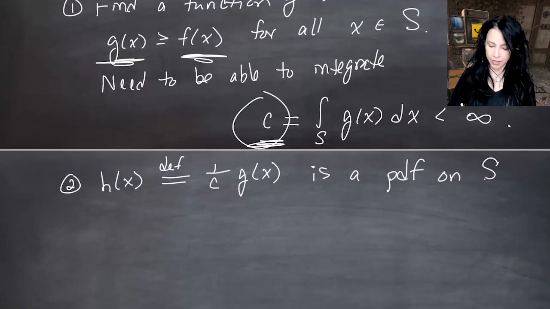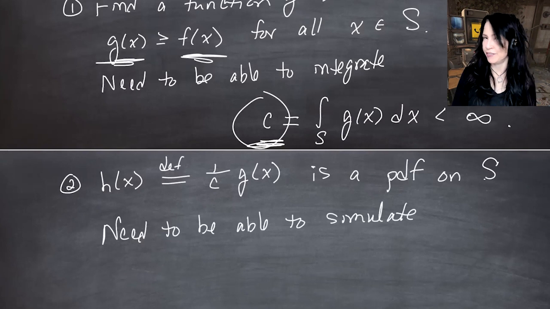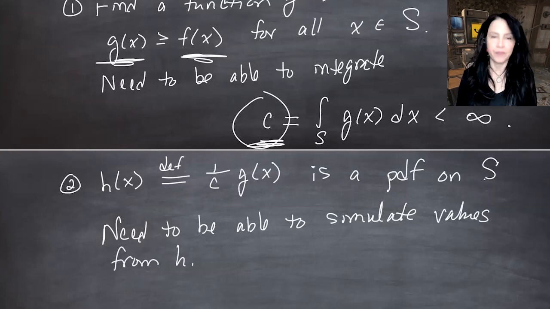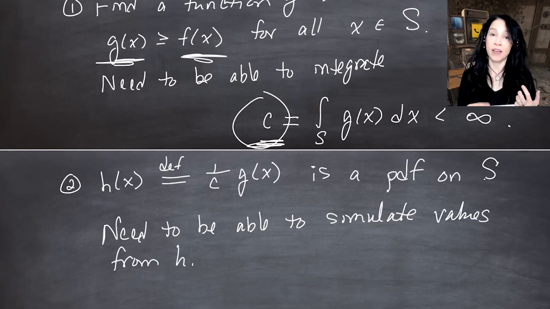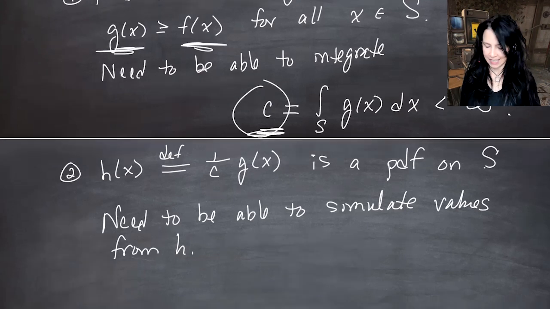And step 2 is that we need to be able to simulate values from h. So you're not really just free to grab any bounding function g. It needs to be nice enough that you have another algorithm to do this part from h. For example, for this step, you might use the inverse CDF method if you can. And we're going to do an example today where we do accept reject on the gamma distribution. And yeah, we'll be able to, well, you just wait. Let me tell you what the algorithm is.